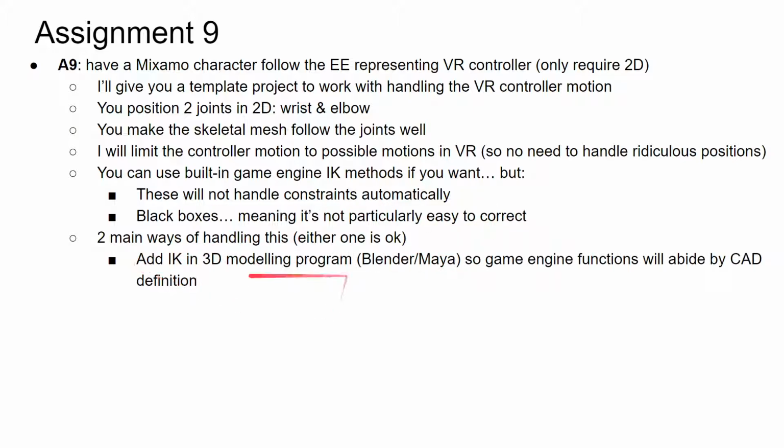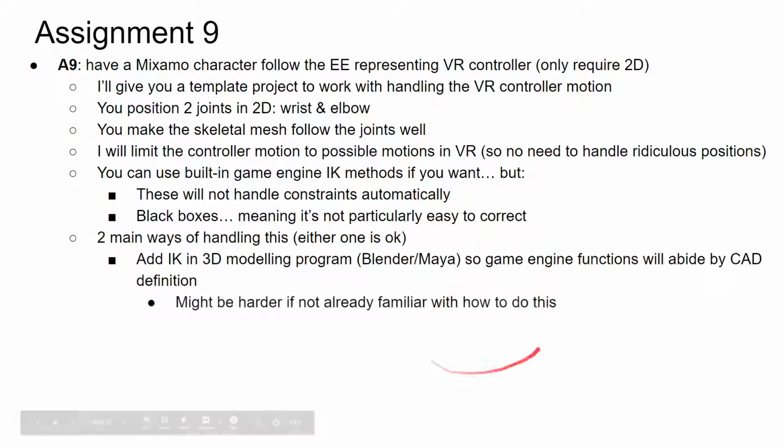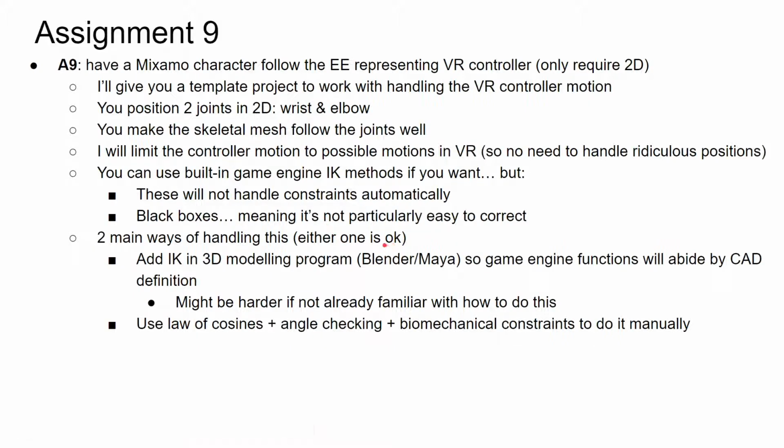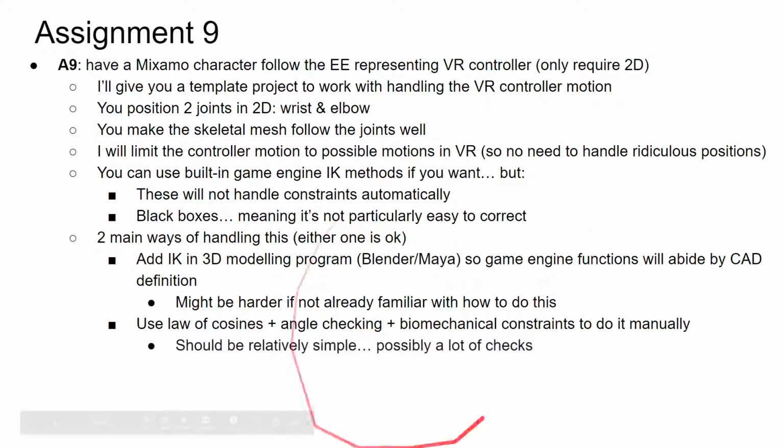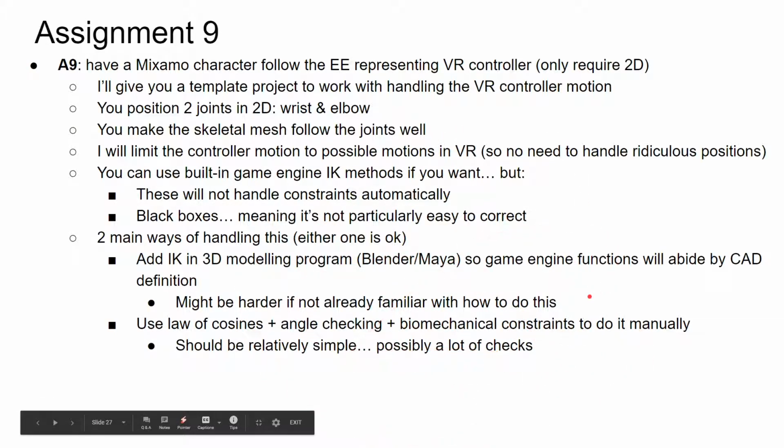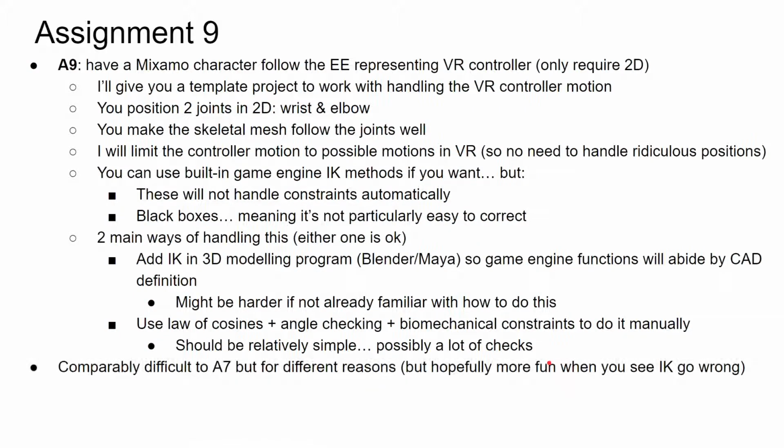You could just add the IK in the 3D modeling program, which will force the game engine to actually abide by the FBX file. If you are comfortable with Blender or Maya, this might be fine. Otherwise, if you didn't like the Blender assignment very much, you're definitely not going to like this. Otherwise, you can use the geometric solution. You can use law of cosines and some angle checking and some constraints and do it yourself, which is how I did it. It actually didn't take me too long, and I haven't done it before, if that makes you feel better. This is the first time doing it manually, and it wasn't too bad. There were just a lot of annoying little checks, like angle flipping.